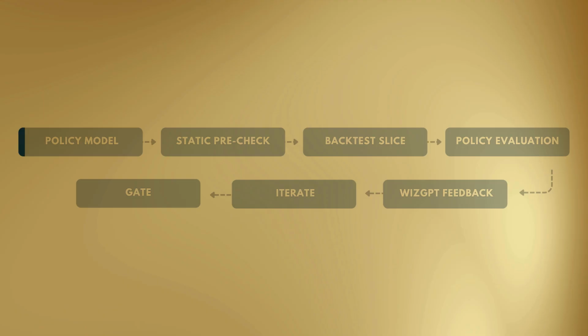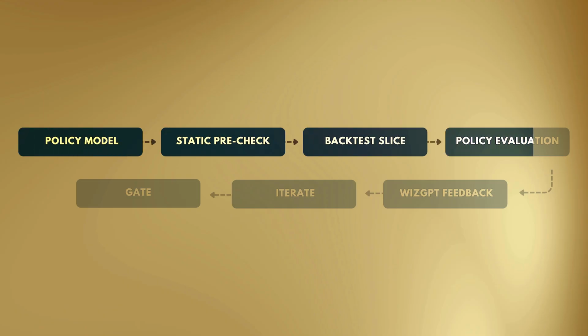This way, no bad strategy ever reaches trading, and that's why we built the WizGPT Acceptance Pipeline. Here's how it works end to end: policy model, static precheck, backtest slice, policy evaluation, WizGPT feedback, iterate, gate. A conveyor belt where strategies get checked and are tested, explained, and only promoted when they pass.